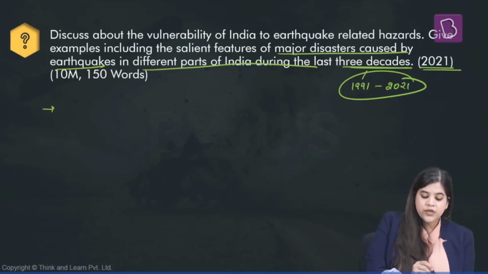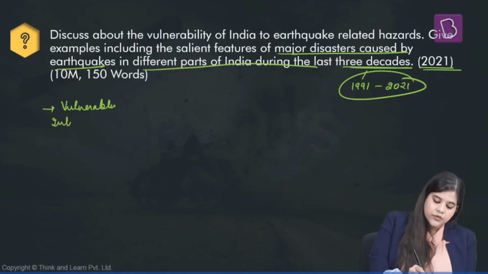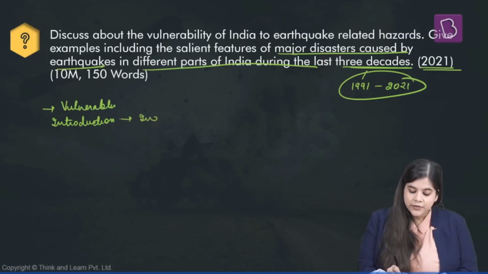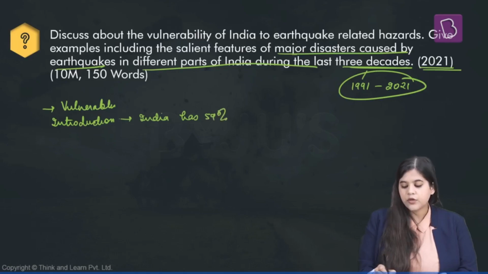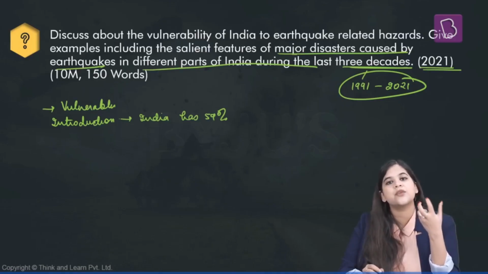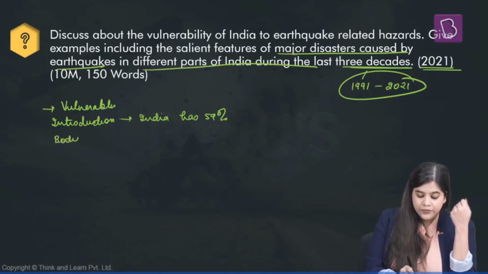Now, first of all, you need to discuss how India is vulnerable. So, in the introduction, you can mention that India has 59% of its total land which faces very high to high risk when it comes to earthquake hazards. Then you come to the body.